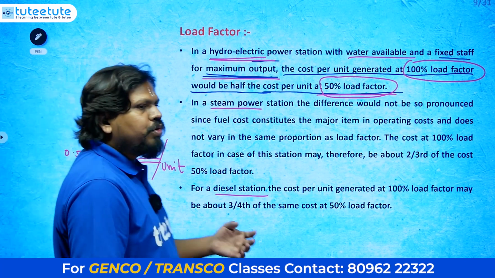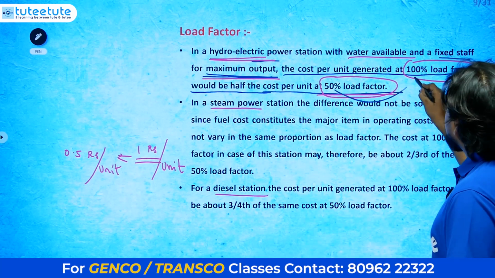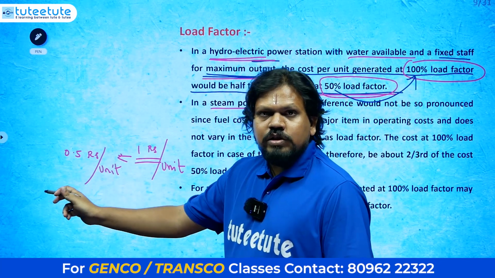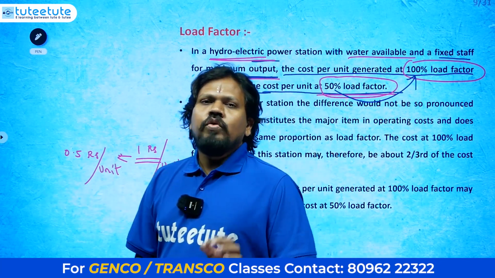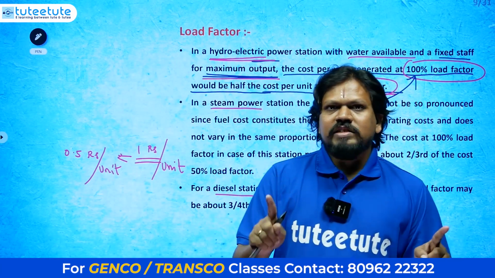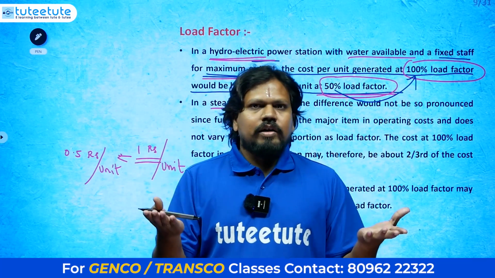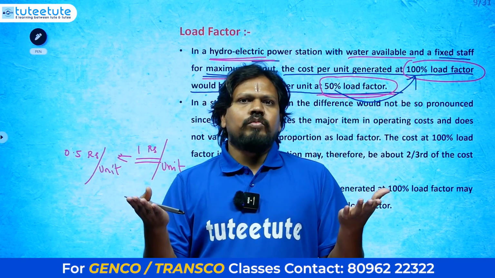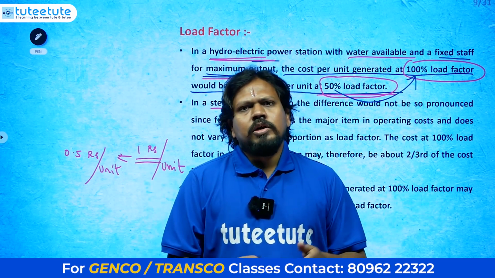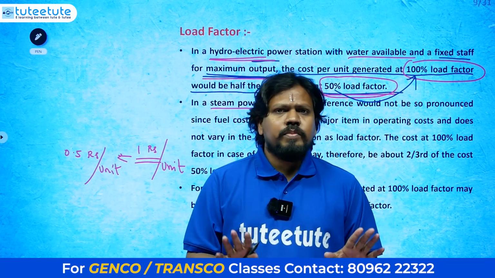Are you understanding? If you increase the load factor from 50% to 100%, the cost will be half. That is what they are mentioning, right? Which is better for us? Suppose two hydroelectric power plants have similar power outputs, similar load and similar water availability. Just take Srisailam power plant and Nagarjuna Sagar power plant, with similar water availability and similar staff. This is just a random condition.